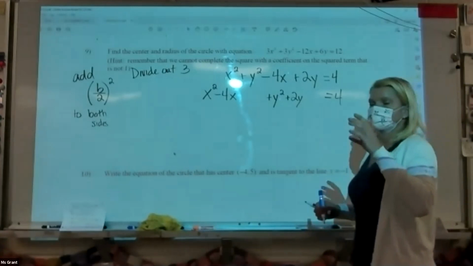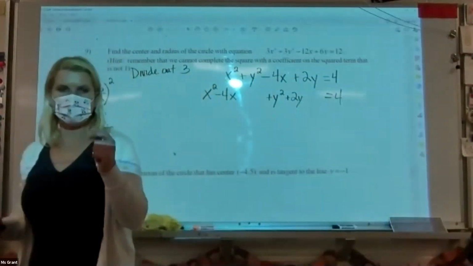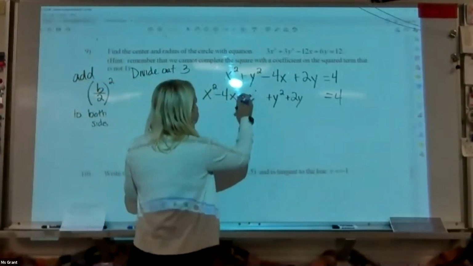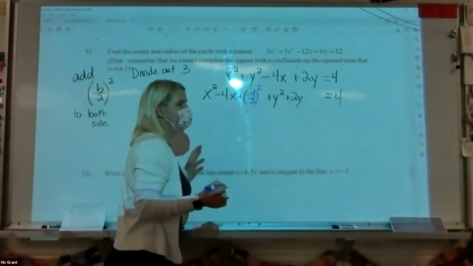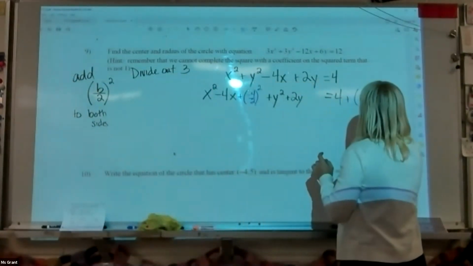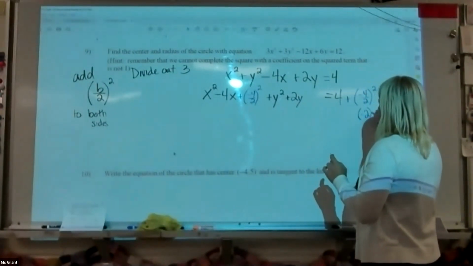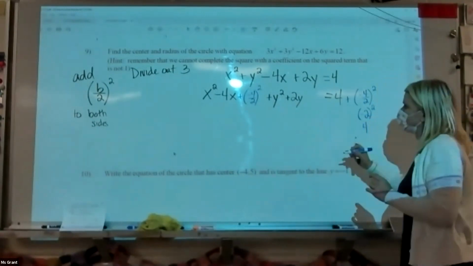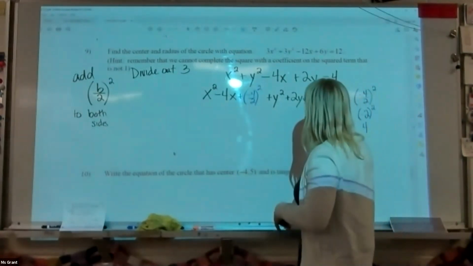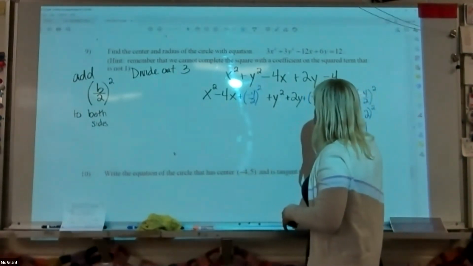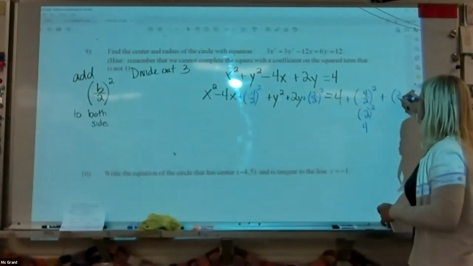So look at B, cut it in half, square it, add it to both sides. B is negative 4. Negative 4 divided by 2 squared. Add it to both sides. So I'm done with my x. Now I need to do y. B is 2. Cut it in half, square it. Add it to both sides.